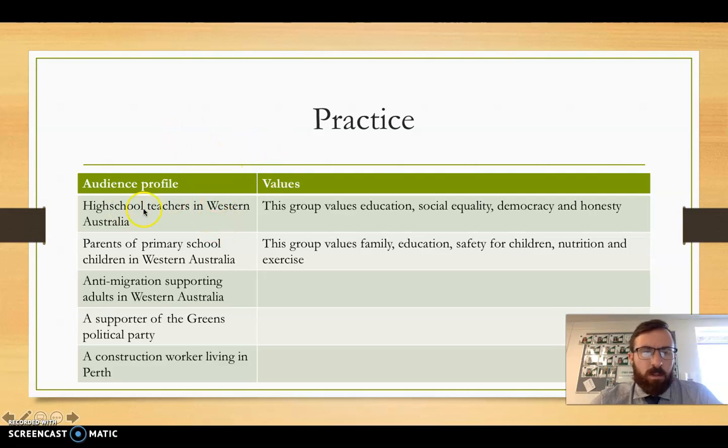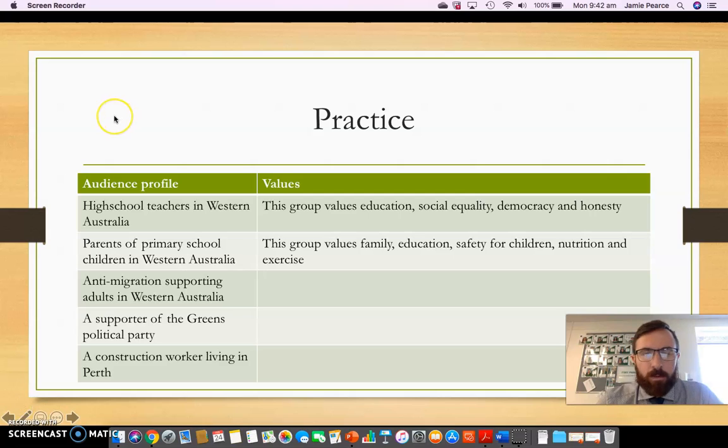Look over here on the audience profile. On the left, you've got the audience that we're looking at, and on the right, the values. I want you to pause the video for a moment and consider, what are the values of these people on the left? I've already done the first two for you just to get you started. Pause the video now. Hopefully you found that quite easy. Again, just reiterating that point, you need to know your audience's values and attitudes.